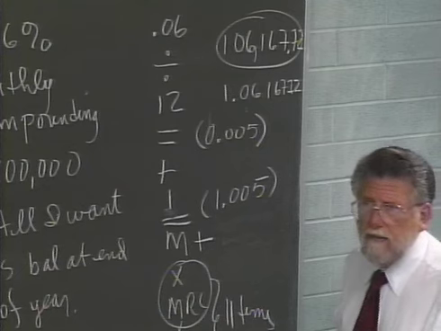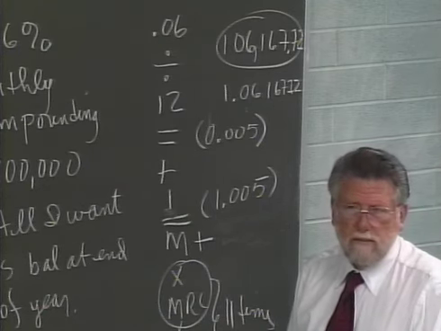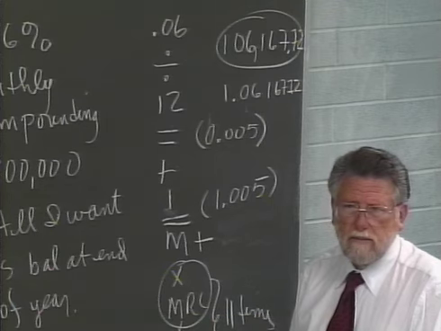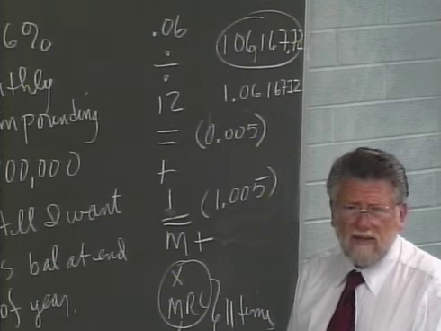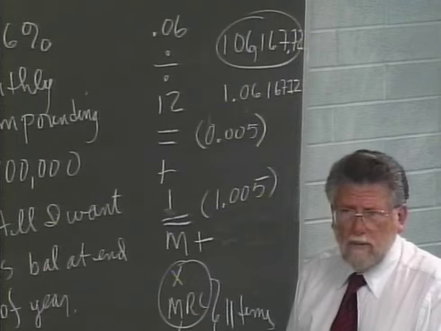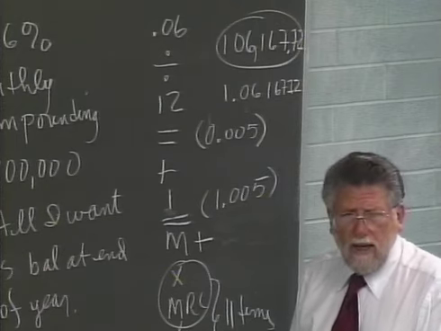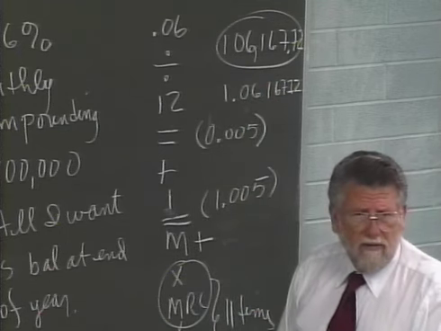We'll let you take time to do that. Do we get 1.0616772? If you do, multiply by 100,000, and now that's your amount at the end of a year.